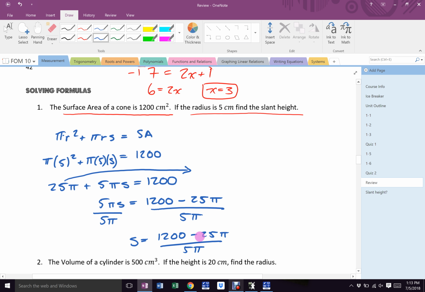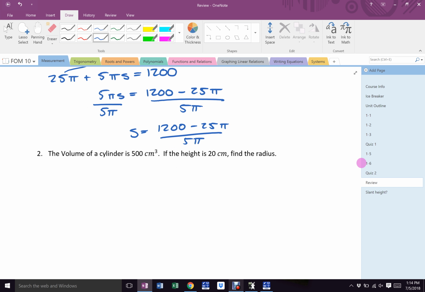And you could punch that into your calculator to get your s. I'm not going to do any calculator work, because calculator work isn't what is important here. The algebra is. Is everybody good? It is being recorded. You can watch it again later.